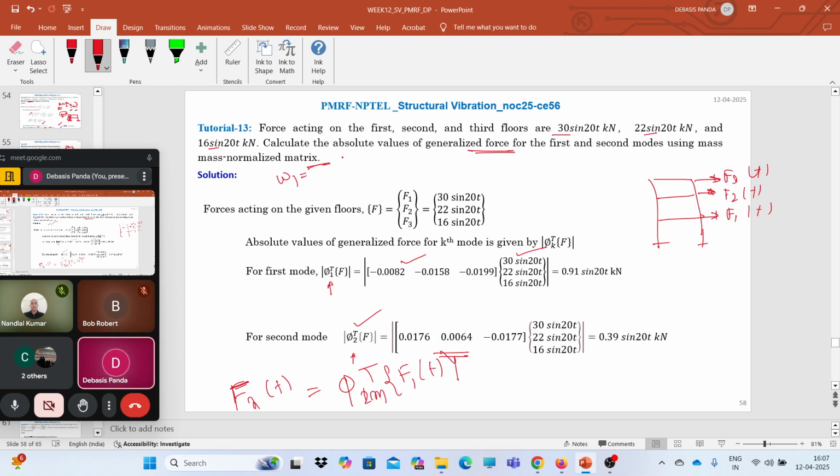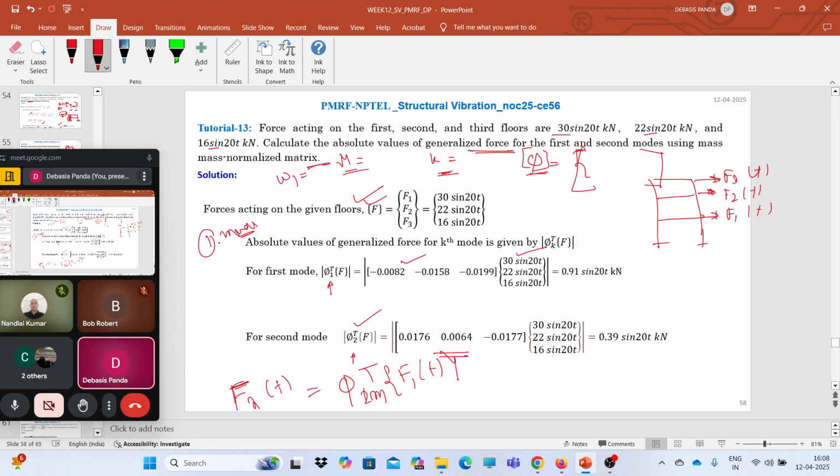They will give the M matrix, they will give the K matrix, and also they will give the phi matrix. You don't need to calculate anything. Now they will ask, what is the value of the generalized forces? So what do you need to do first, if the question is formulated like this: M matrix, K matrix, modal matrix are all given, and also the force vector F is given. Now they ask to calculate the generalized force for, let's say, the first mode.